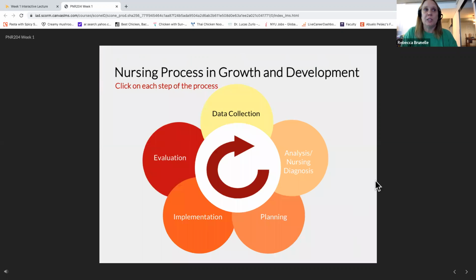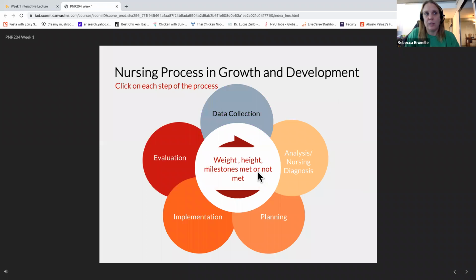So this is just making you think about the nursing process when you're assessing babies. Data collection is going to be your height and weight and milestones. The way that I always remember the nursing process is ADPI: assessment, diagnosis, plan, implement, evaluation. So just always think about what you're doing in the nursing process.